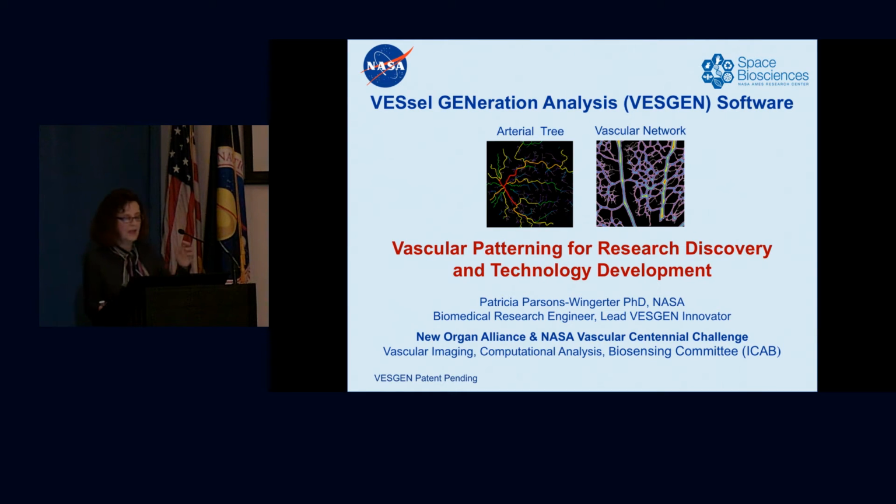Thanks, Josh. And what you see in the first slide actually is a clinical image of the human retina illustrating a branching arterial tree. And on the right-hand side, a microscopic image that we've analyzed with the VestGen software from the mouse retina showing the vascular network geometry. These two types of geometries, as many of you may know, are the two basic types of vascular geometries in our bodies.